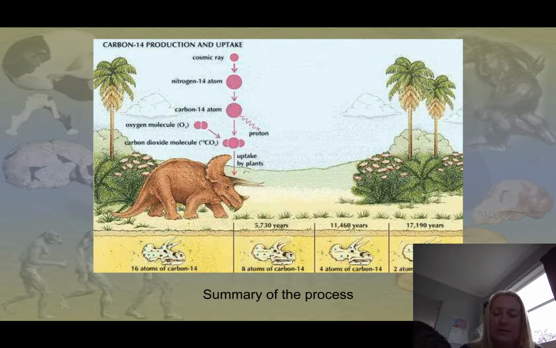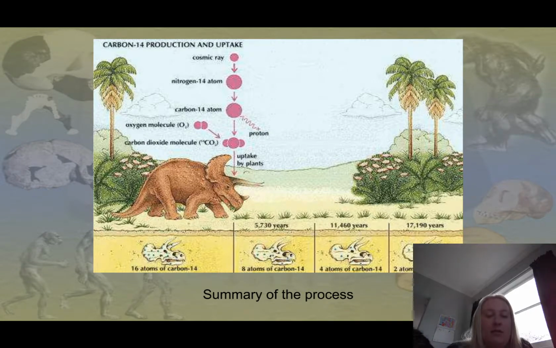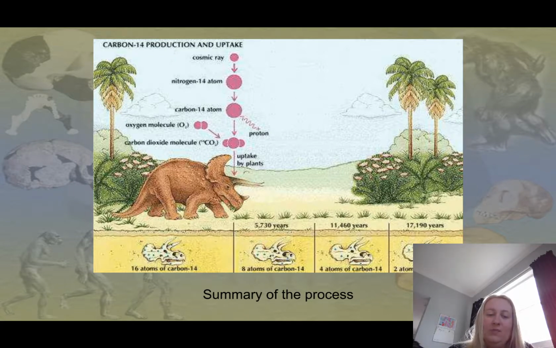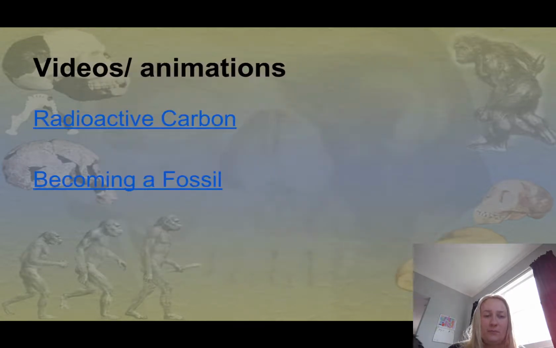After the half-life of 5,730 years, there's going to be 8 atoms of carbon-14 left. After over 11,000 years, there'll be 4 atoms. After 17,190 years, you've got 2 carbons left. So every 5,730 years, you halve the number of atoms of carbon-14 that are there.